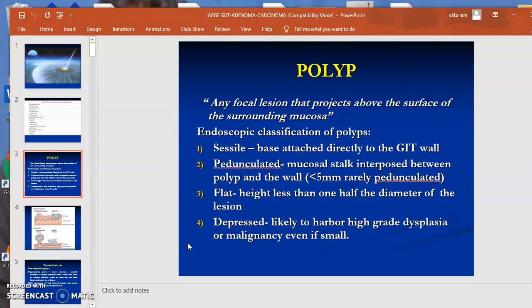Then flat polyp. In a flat polyp, height is less than one half the diameter of the lesion. And the fourth one is depressed polyp. A depressed polyp is likely to harbor high-grade dysplasia or malignancy even if it is small.